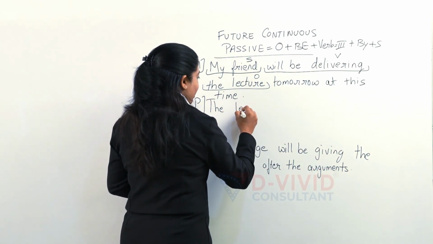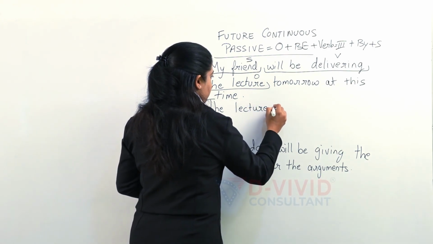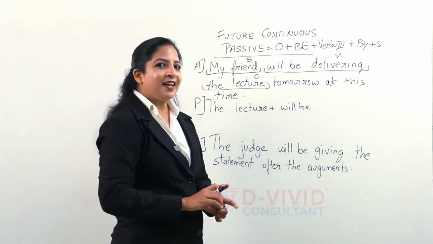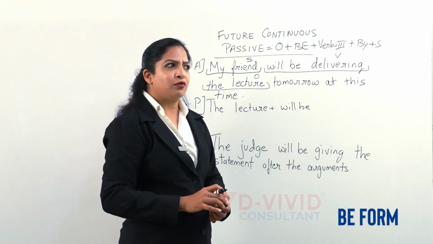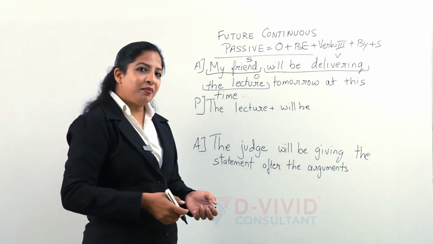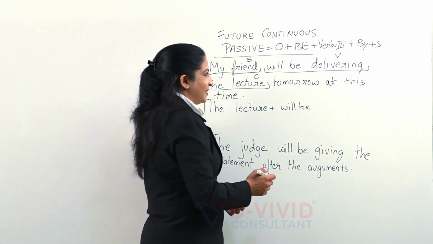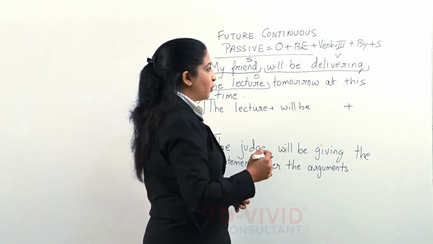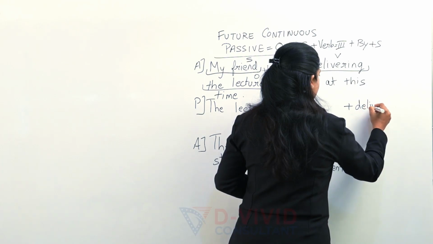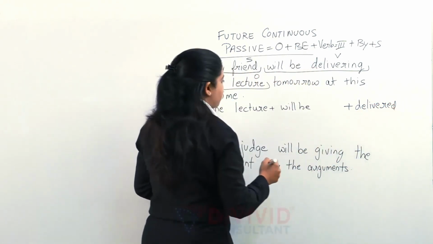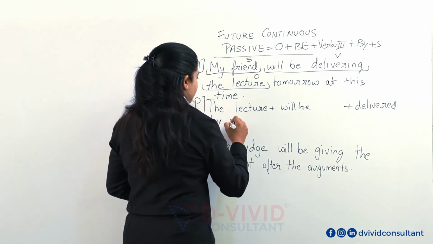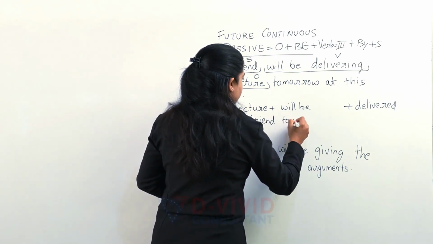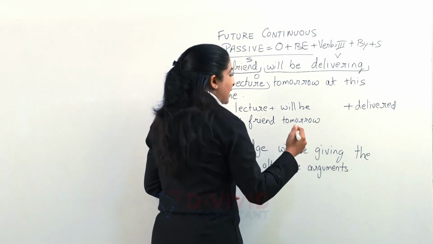So the lecture, I have will be, and if you see that I'm already having the be form, so will I need another be form or I won't? Let us see a bit later. What is the third form of deliver? Delivered. By whom? By my friend. Tomorrow at this time.